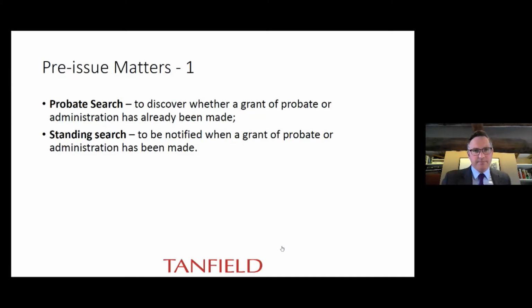You can carry out 2 different types of search. The first is a probate search, and a probate search is used to discover whether a grant of probate or administration has already been made of the estate of a deceased person. To do this, you can go to the gov.uk website, find, download and complete form PA1S to search for a probate record by post, and any probate will be sent to the address you've given on the form.